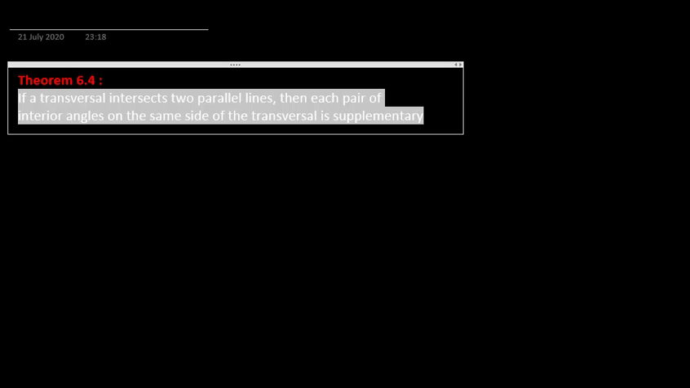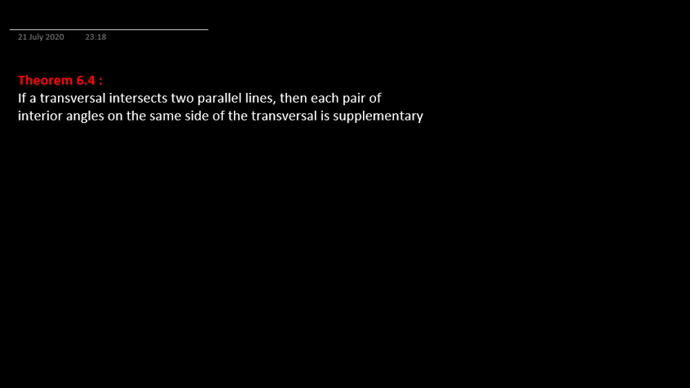Now let us see theorem 6.4. Theorem 6.4 is, if a transversal intersects two parallel lines, then each pair of interior angles on the same side of the transversal is supplementary. If a transversal intersects two parallel lines, so there are two parallel lines. So far we have proved alternate angle and we have proved converse of alternate angle. Now as we have proved these, along with axioms we can now use the alternate angle theorem and converse of alternate angle theorem also.